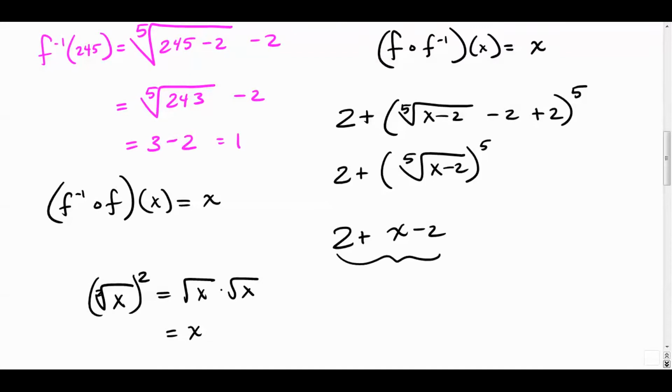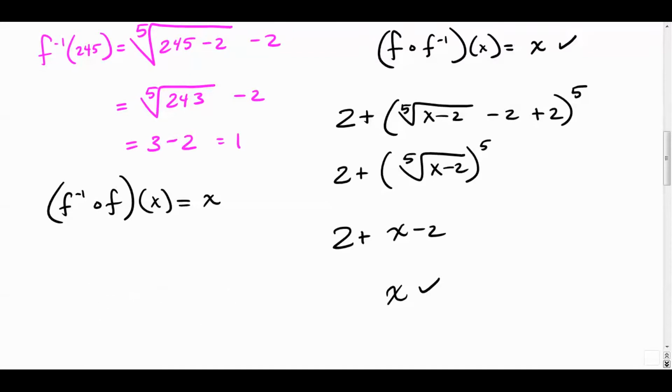And what do you know? When you simplify that, the 2 and the negative 2 cancel out, and you're just left with x, which is what we wanted. That tells us that indeed f and its inverse are correct. Let's confirm it the other way.